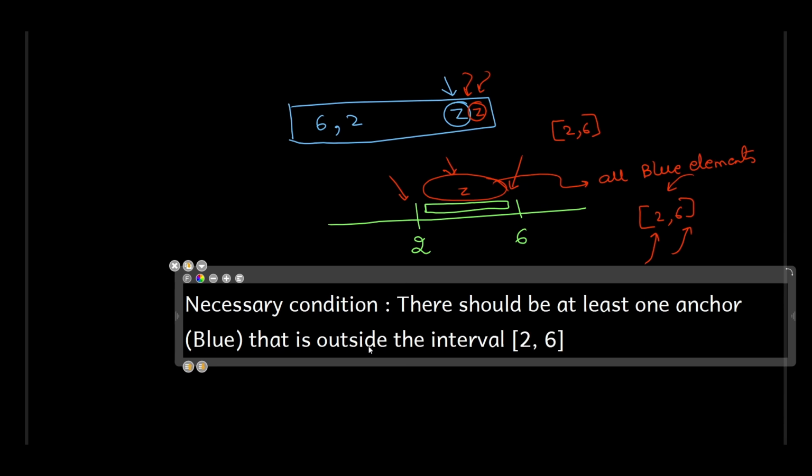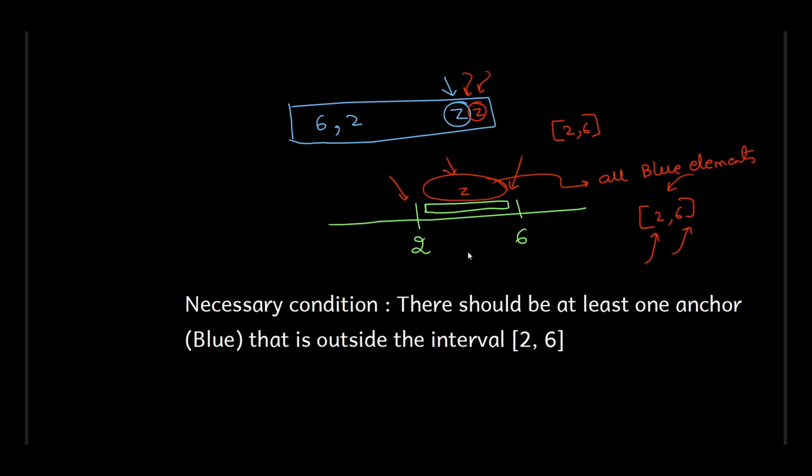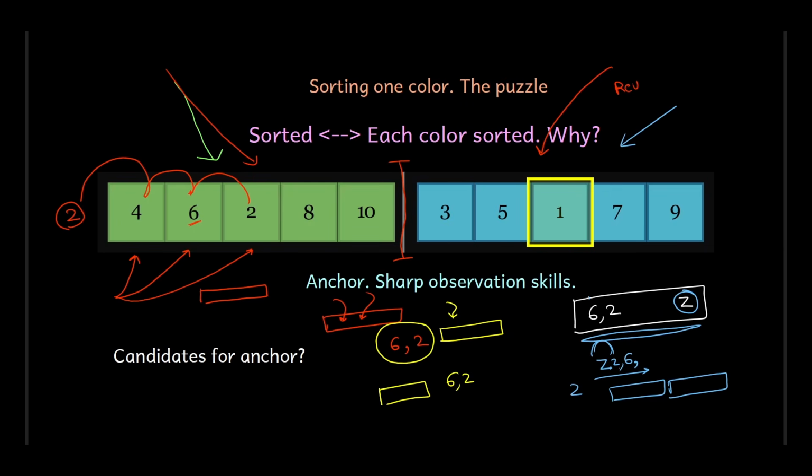Because if all the blue elements are inside the interval, then there is no anchor for you to do the swap. And if there is no blue element, so if all the blue elements are inside this range 2, 6, then you know that the answer is no, because no matter what operation you do, you can never swap 2 and 6, because no element can act as an anchor over here.